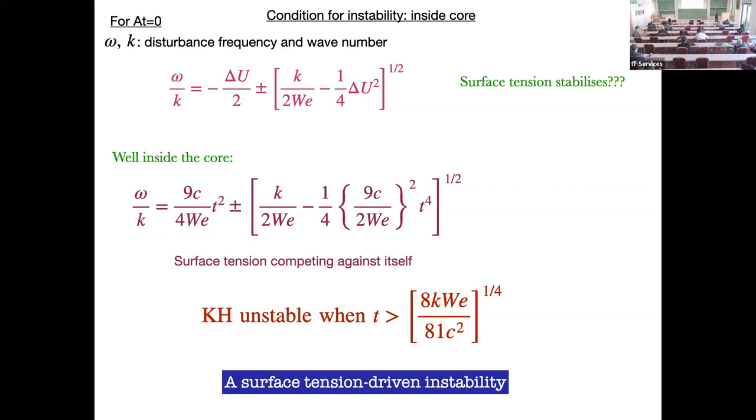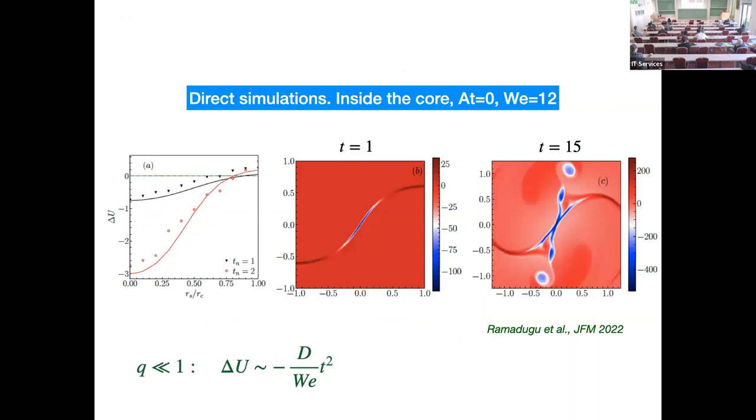So you can actually get a condition for this surface tension driven instability. Now this is, remember, extremely general. Anytime you have 2D turbulence, and even 3D turbulence, with two fluids which are immiscible, you're going to have this surface tension driven instability. It's extremely general.